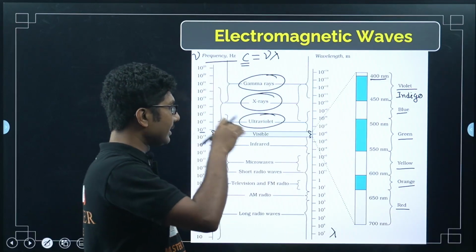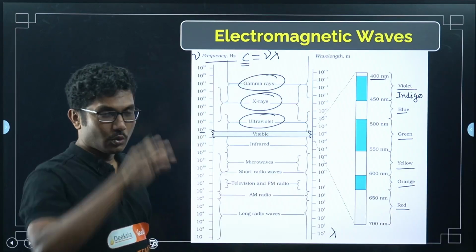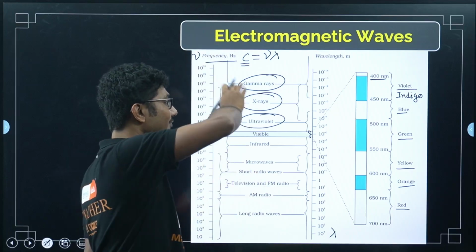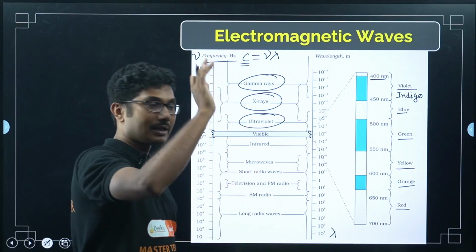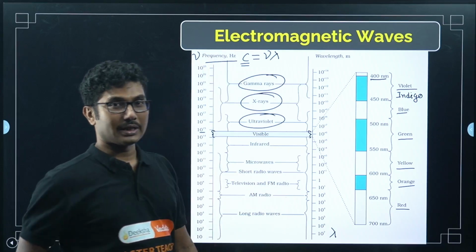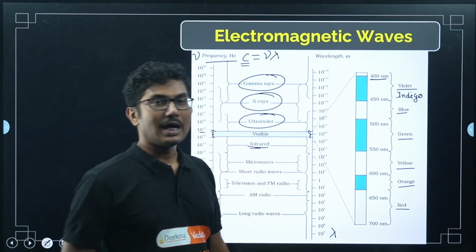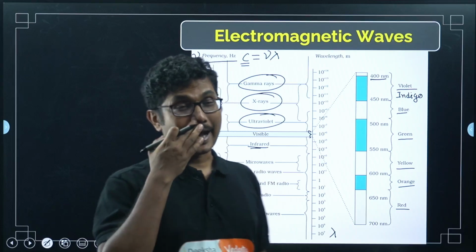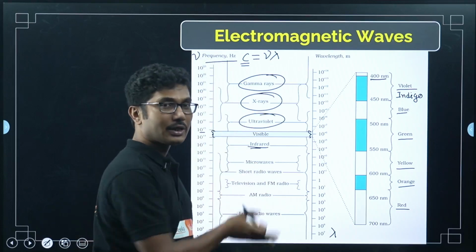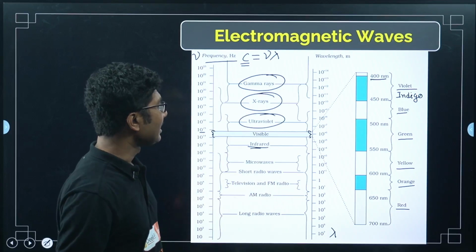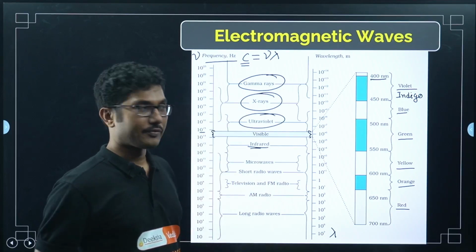Infrared: infra means lower than red, and ultra means higher than violet. Ultraviolet means higher than violet, infrared means lower than red. So basically infrared has a wavelength higher than red, but it is situated below the red light. Its frequency is low, so that's why it is below the red light. Ultraviolet has higher frequency but lower wavelength, right?